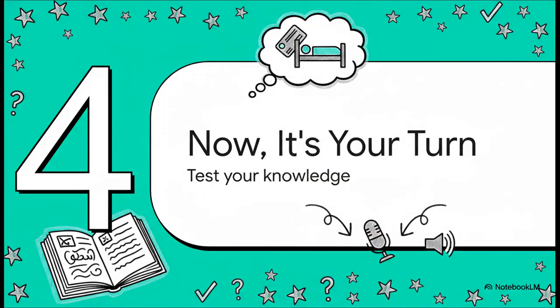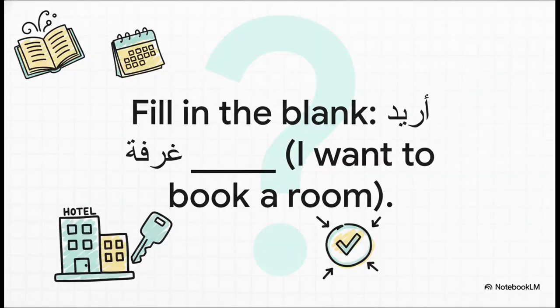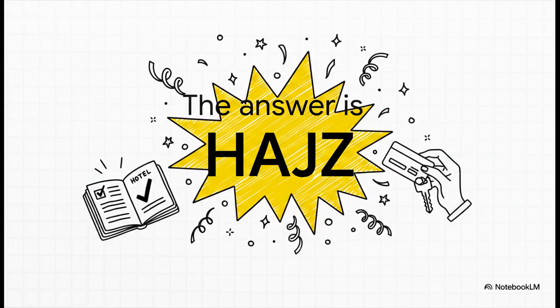Okay, you've listened, you've learned the keywords, you've seen the questions in action. Now it's time to put you on the spot. Ready for a quick quiz? All right, take a look at this sentence. Urid ___ ghurfa. I want to ___ a room. What's that missing word for book or reserve? Think back to the start of the conversation. I'll give you a second. And the answer is hajz. Urid hajz ghurfa. If you got that right, awesome job.